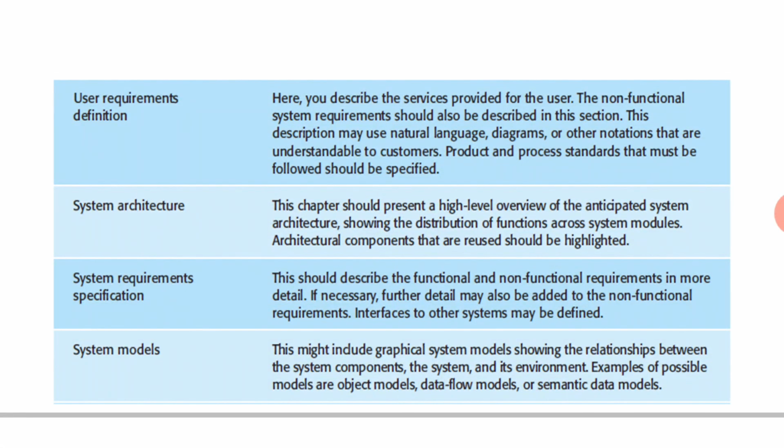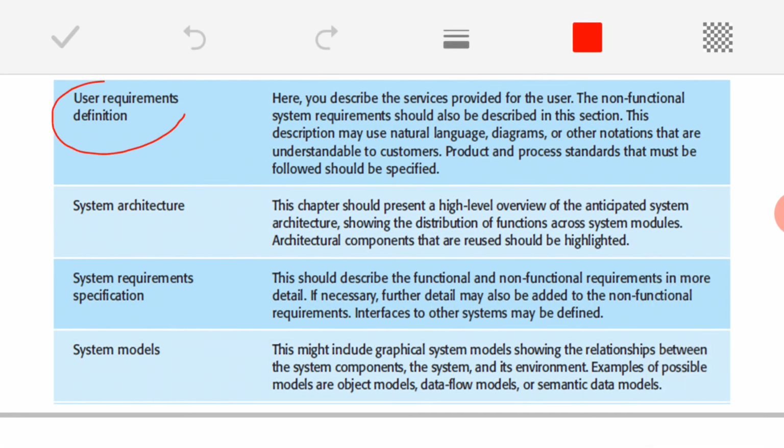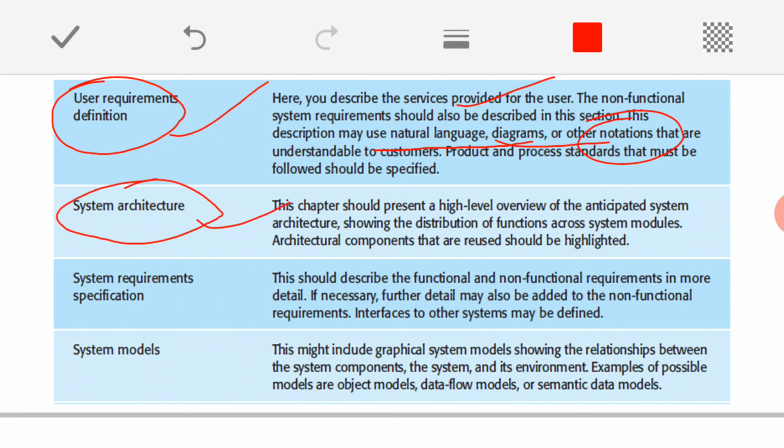The next chapter is the user requirements definition, which I have already discussed. Here it consists of the services that should be provided to the user by the software at an abstract level, defined in natural language with the help of some diagrams or notations. So all the user requirement definition will be done in this particular chapter. Then a system architecture will be defined, a high-level overview with a diagrammatic representation where the system is shown along with its different parts.